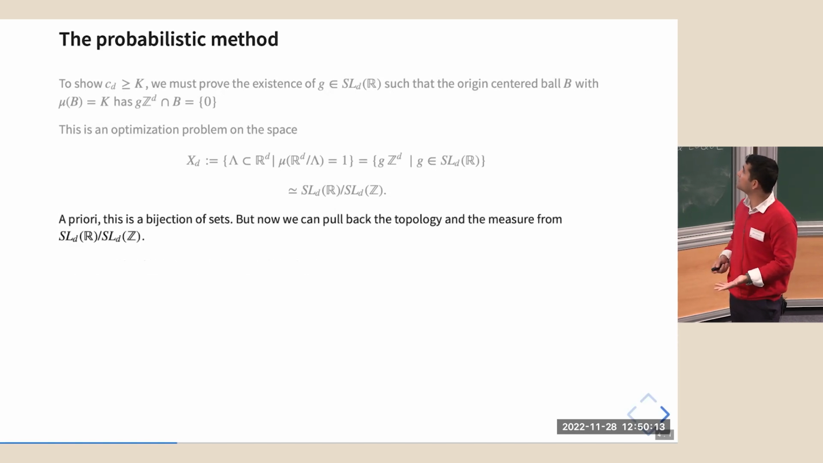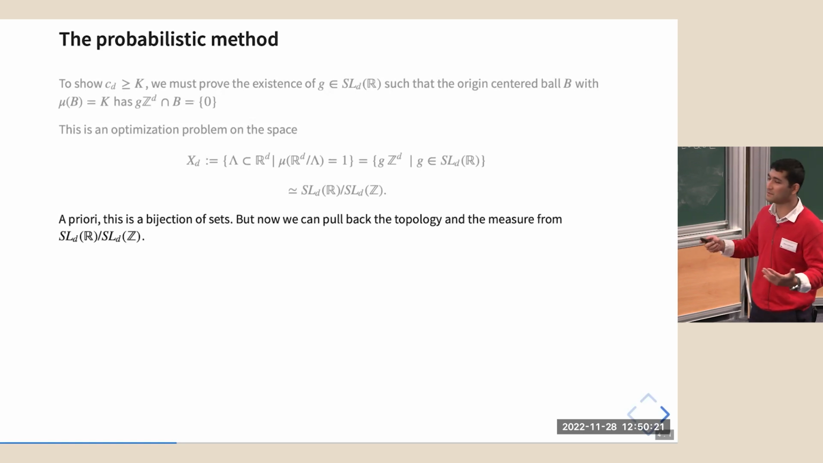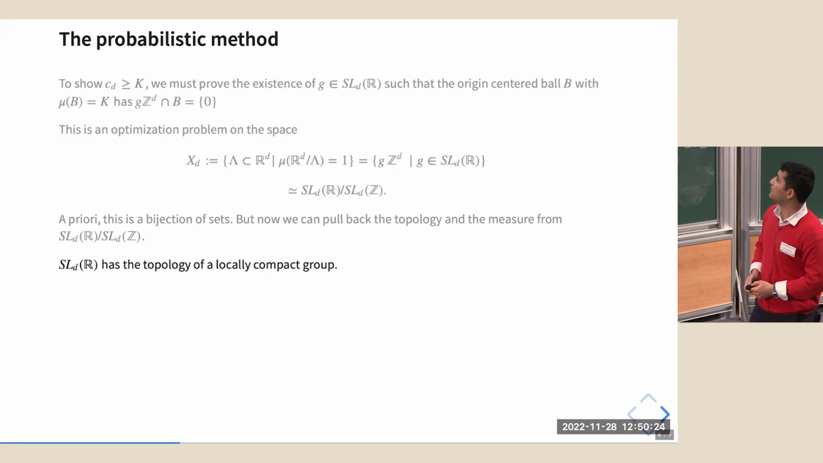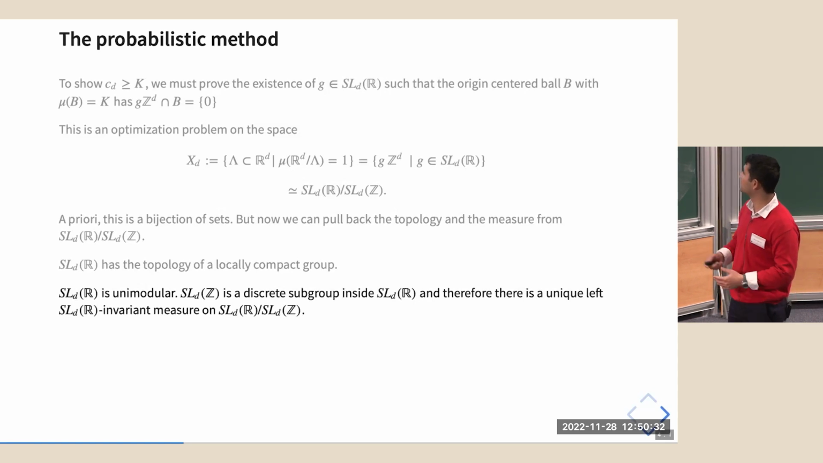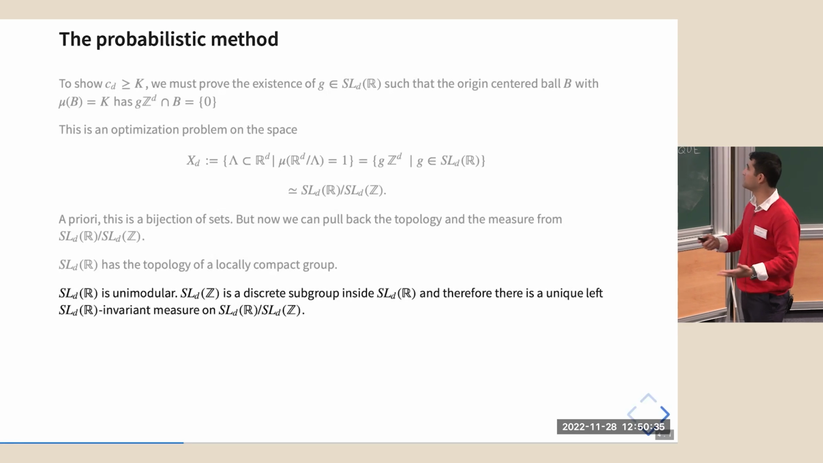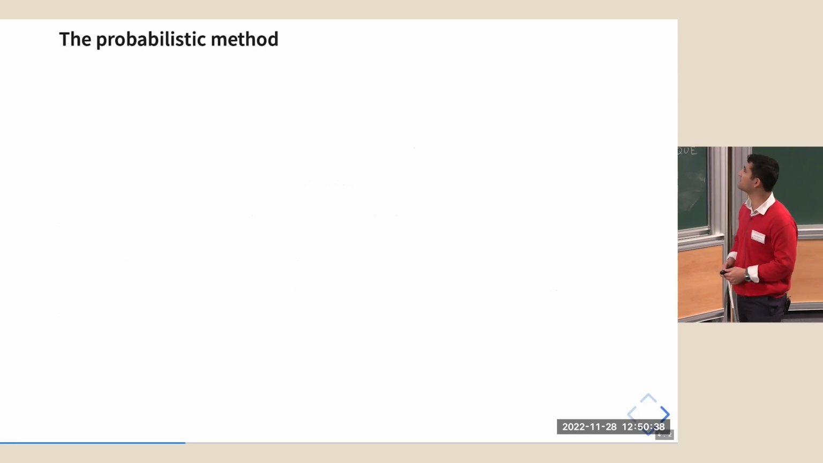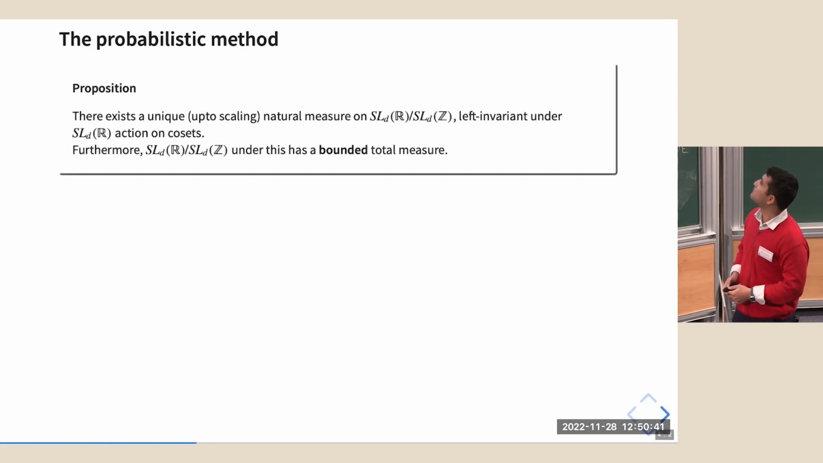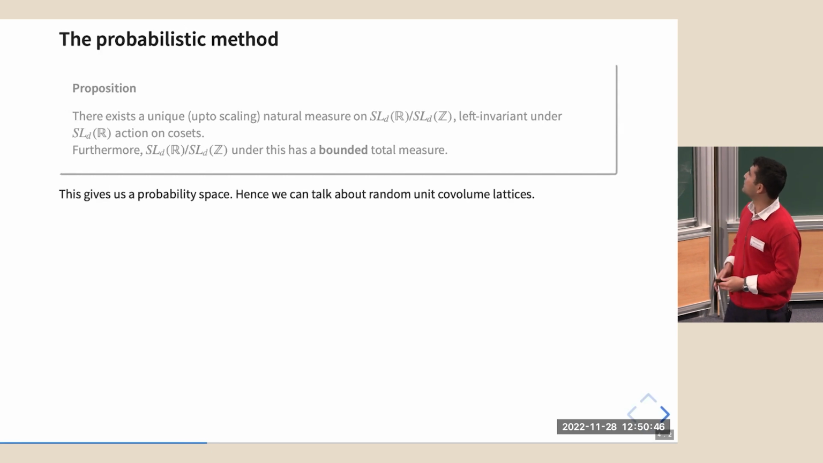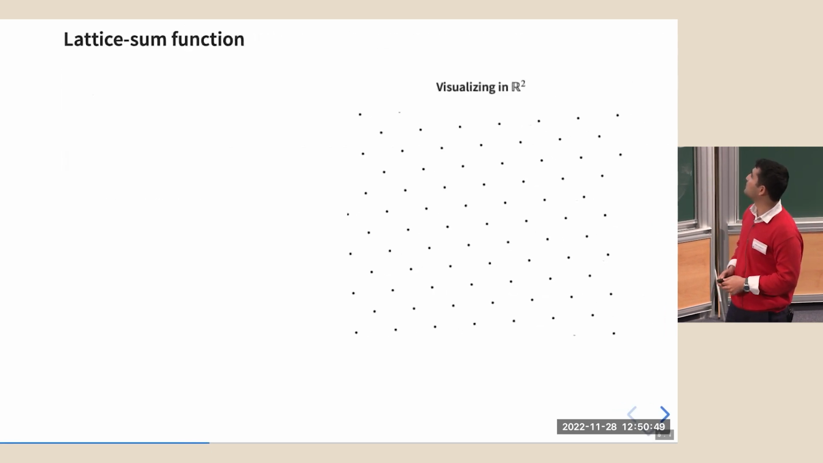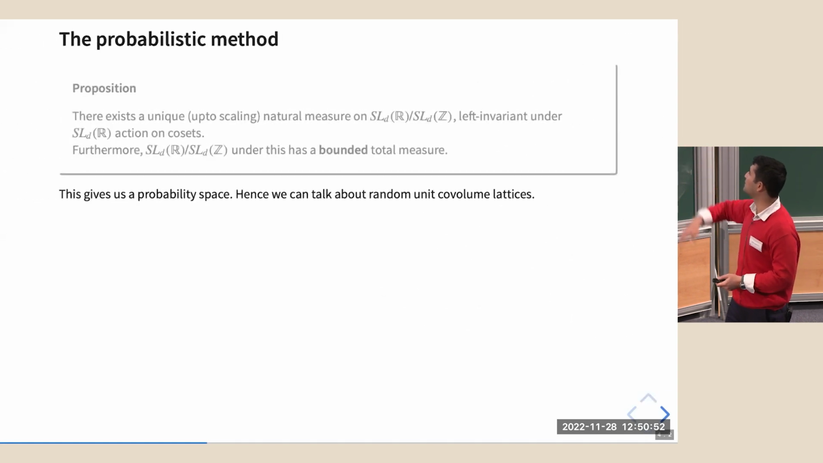You can also call it a measure space. And interestingly, the measure that naturally comes on SL_d(R) modulo SL_d(Z) is a probability measure. It is finite. SL_d(Z) is a lattice in SL_d(R), and it has a topology of a locally compact group. It is unimodular. It is a discrete subgroup. So SL_d(Z) is a discrete subgroup inside SL_d(R). The Haar measure exists, and so on. As I said, it is bounded total measure. It gives us a probability space, so we can talk about random unit covolume lattices.